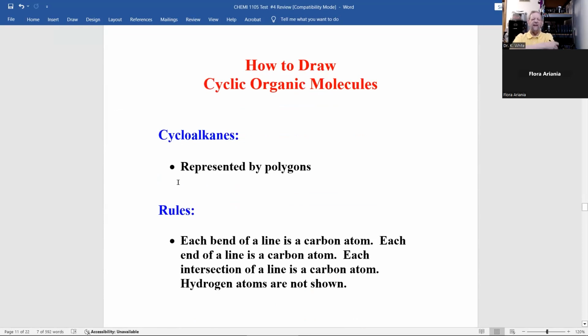Now, one area that's very important, especially in your hormones, are cycloalkanes, and we call those rings. They're represented by polygons, many-sided things. And remember, each bend in a line is a carbon atom. If I do the totally line-draw method, each end of a line is a carbon atom, and each intersection of a line is a carbon atom. Hydrogens are not shown on cycloalkanes, otherwise known as rings.